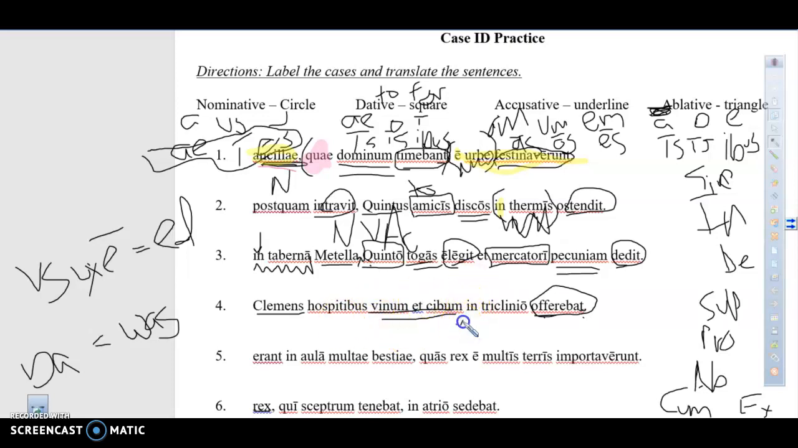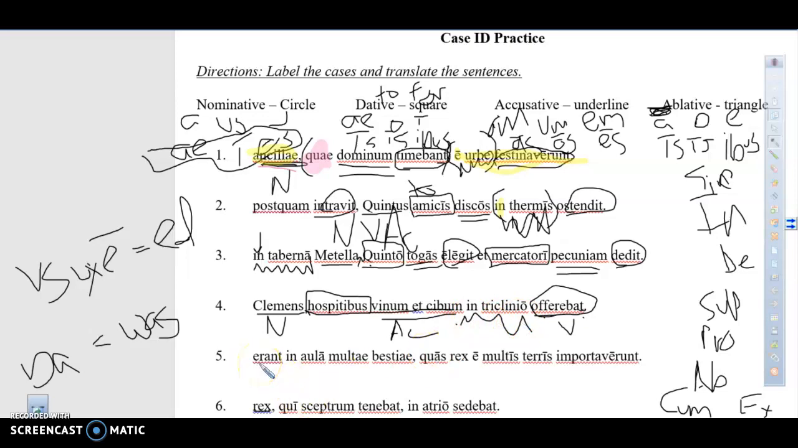In triclinio, there's an ablative, right? Because in gives it away. In the dining room. And IBUS. It's either dative or ablative. Is there a preposition in front right here? No? Okay, then it's dative. 2 or 4 easy syllables. So, find a nominative. Clemens. Find a verb. Was offering. Find your accusative. Wine and food. Ooh, Benny, can you take your foot off? Thank you. And then pick however you want to finish it. Was offering wine and food to the guests in the dining room.